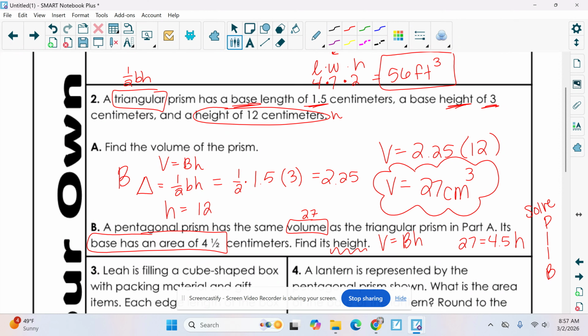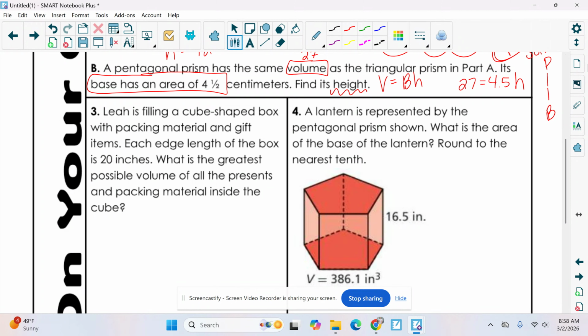Leah is filling a cube-shaped box with packing material and gift items. What's important in there? Cube-shaped box. What do we know about cubes? It's all the same, right? And if we're packing something, and we're filling something, packing and filling, we're talking about volume. Each edge of the box is 20 inches. What is the volume going to be?